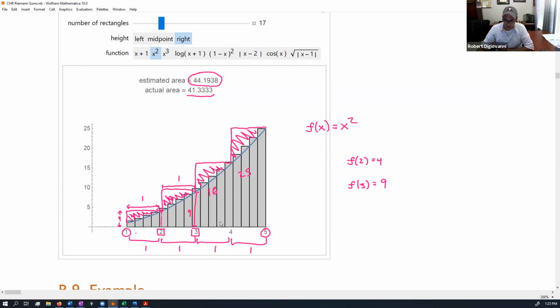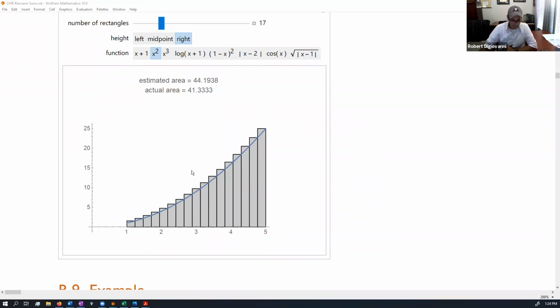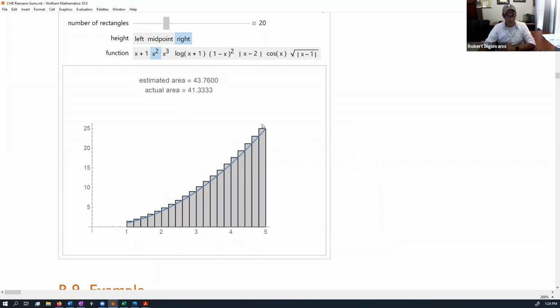Do you see that the error that we used to have here has now been reduced? Now our error is actually just this piece, that piece, that piece, that piece. The error got smaller, and you can tell from the calculation that we got closer to 41. We're now at 44. In this case, let me do 20 rectangles instead of 4.